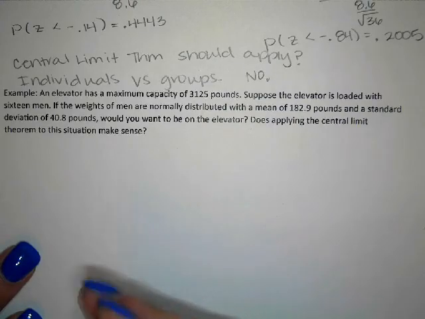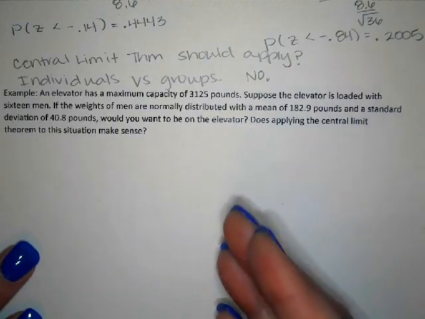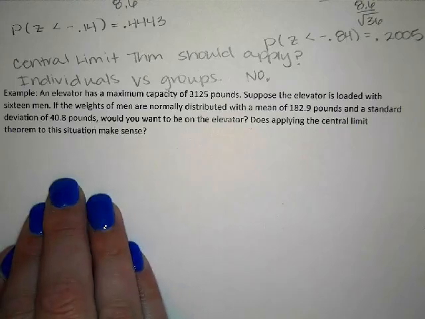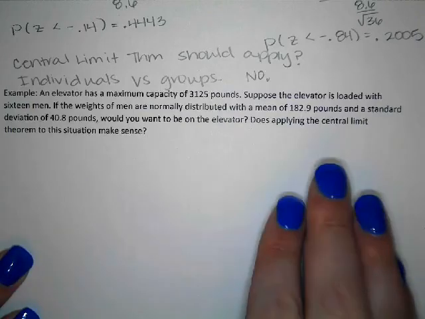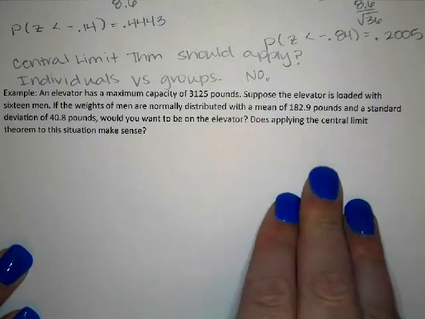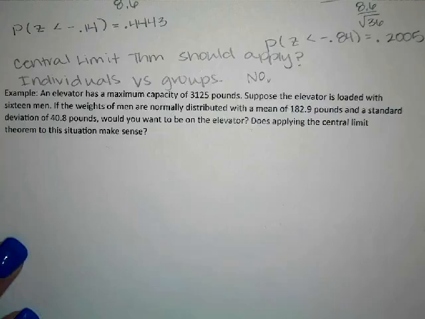So this is a situation where we would say, does it make more sense to find the weight of a single man? Or does it make more sense to look at the weight of a group of men to see how safe this elevator is going to be? What's the probability that this elevator is going to have a group of people that are less than the max capacity, or the probability that this elevator is going to have a group of people that are more than the max capacity?